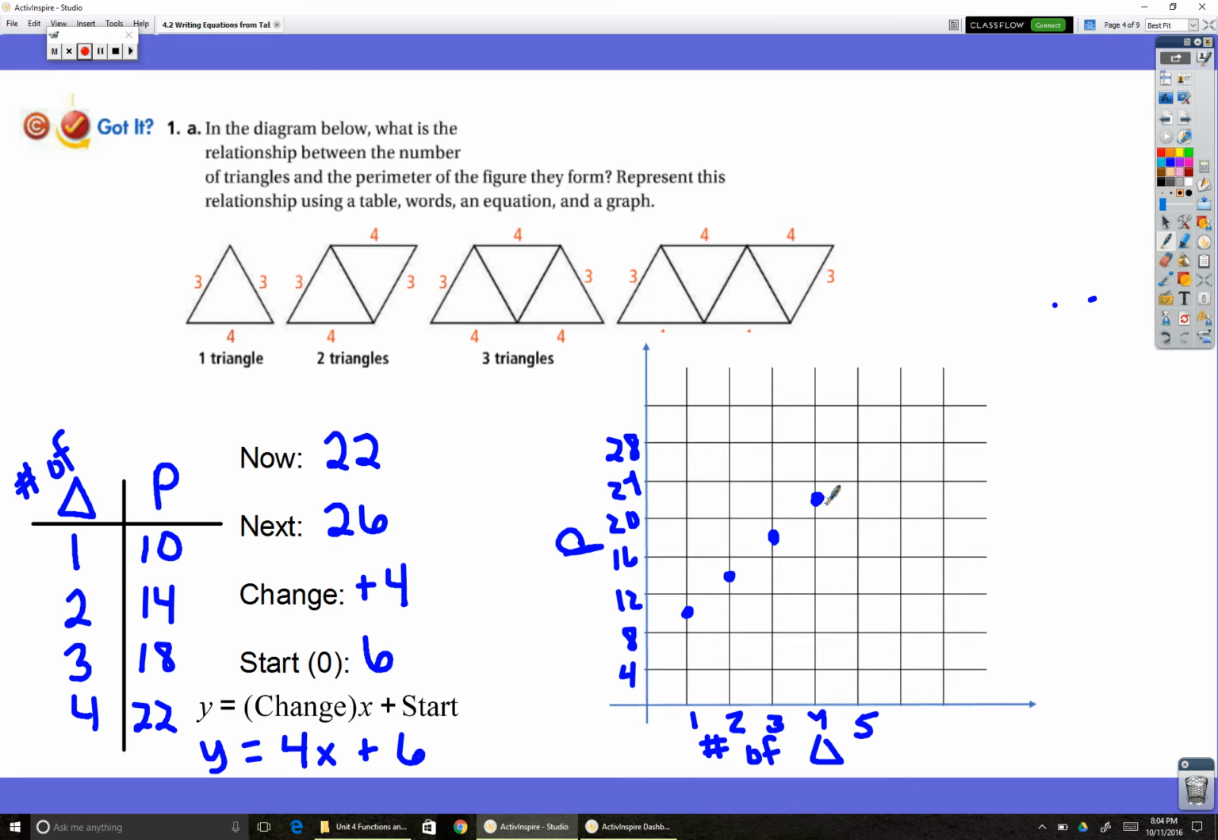And we talked in class about how we would not draw a line connecting these points, because if we drew a line, that would mean we could have a value for 1.5 triangles, which is not possible. So we're not going to actually draw the line, but we could trace a line to predict future values, as long as we keep in mind that we can only have whole number values for x.